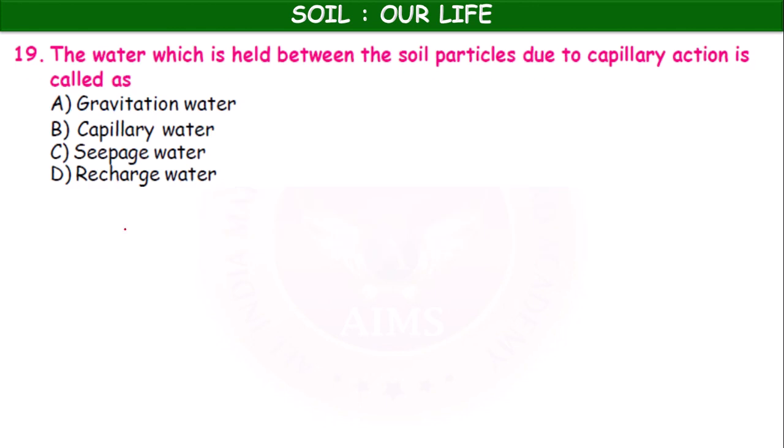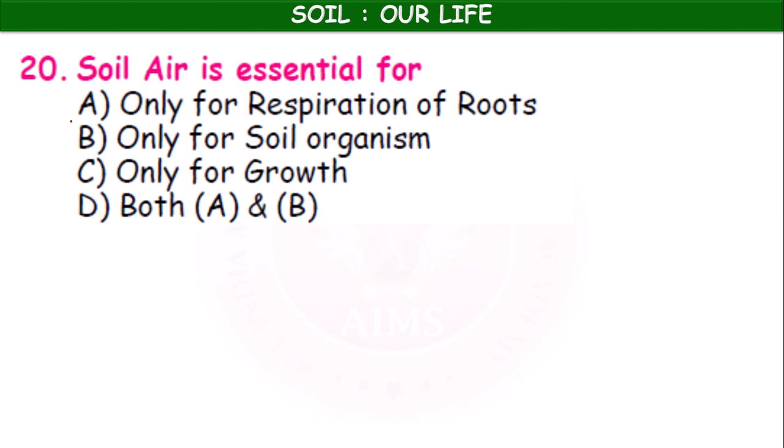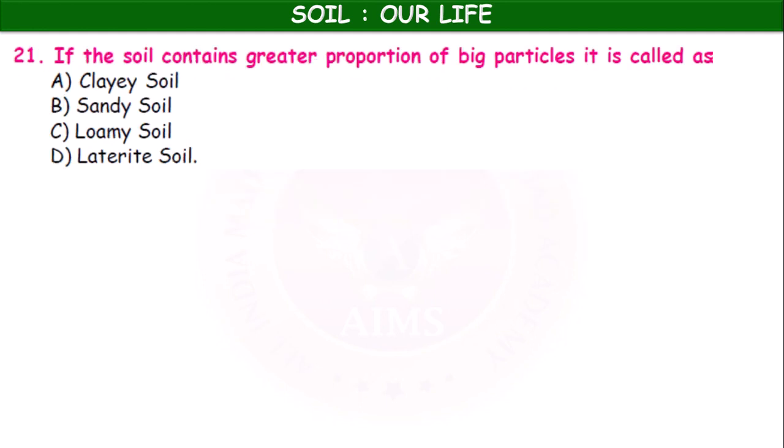The water which is held between the soil particles due to capillary action is called gravitational water, capillary water, seepage water, or recharge water? Capillary water. Soil air is essential only for respiration of roots, only for soil organisms, only for growth, or both A and B? Both A and B.